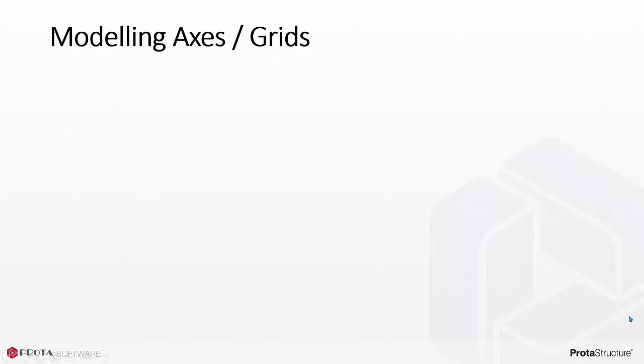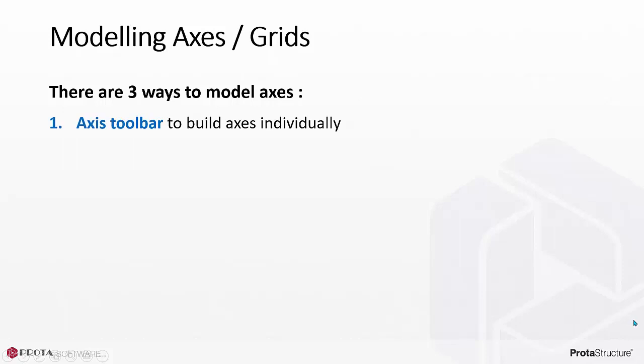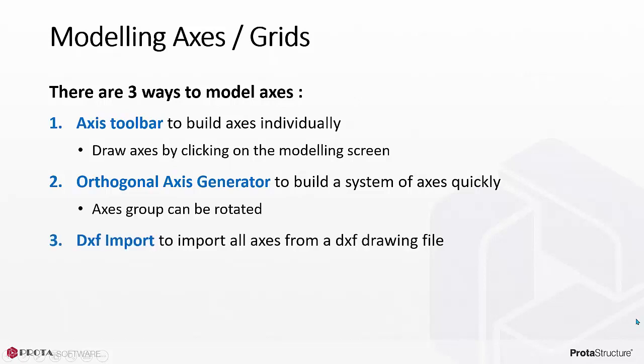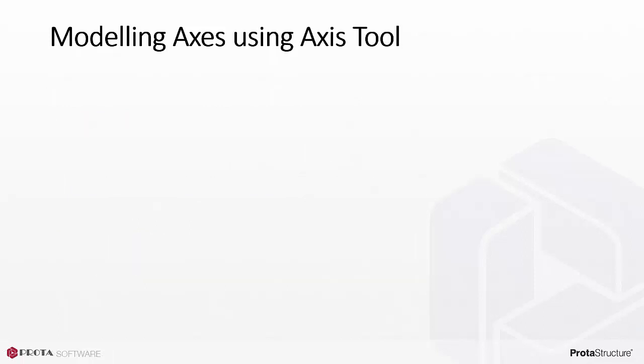There are three ways to model axes. Firstly, you can use the axis tool to build axes individually. Draw axes by clicking on the modeling screen. Secondly, you can use the orthogonal axis generator to build a system of axes quickly. The axis group can be rotated by keying an angle. Thirdly, you can use DXF import function to import all axes from a DXF drawing file. This can only be done for a new project where no axes exists.